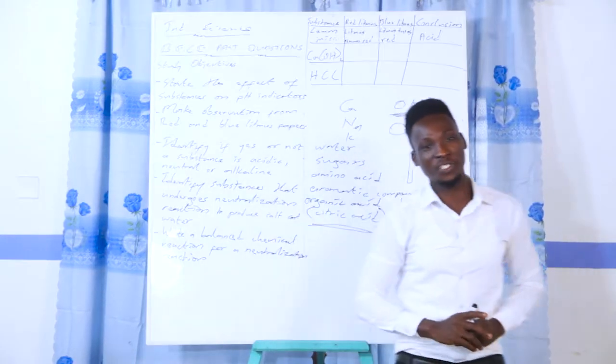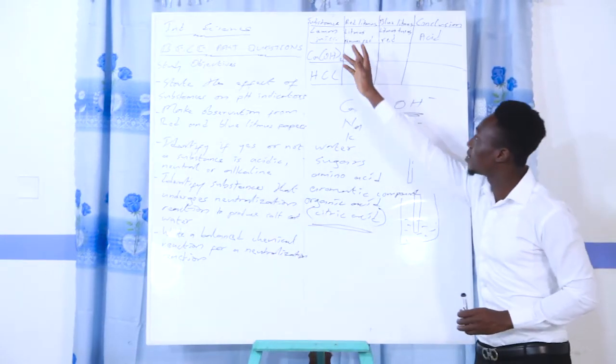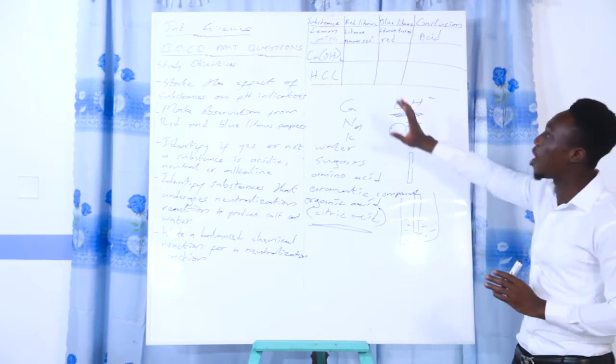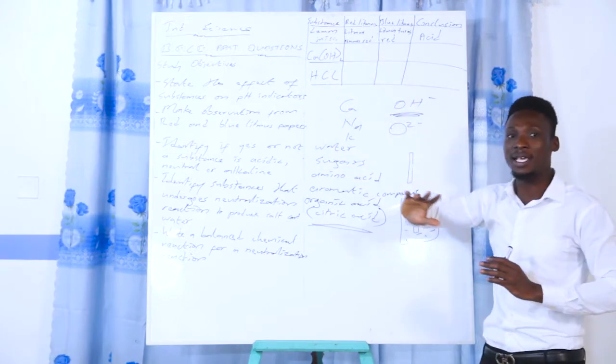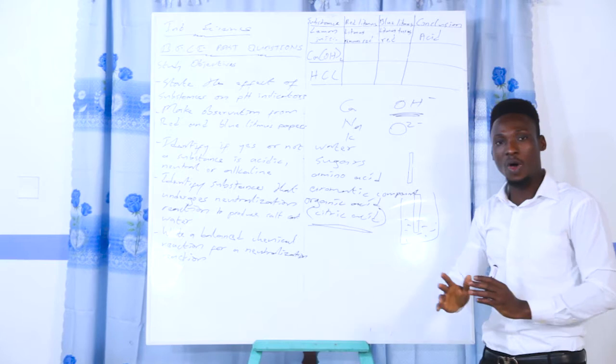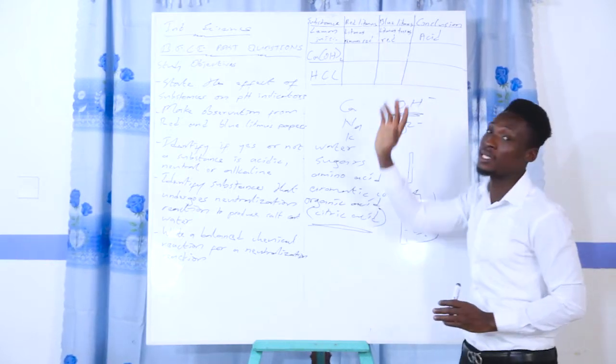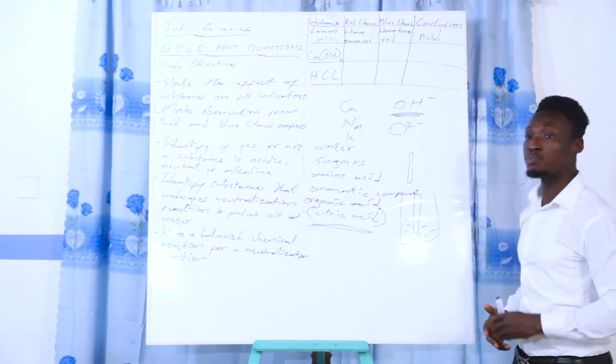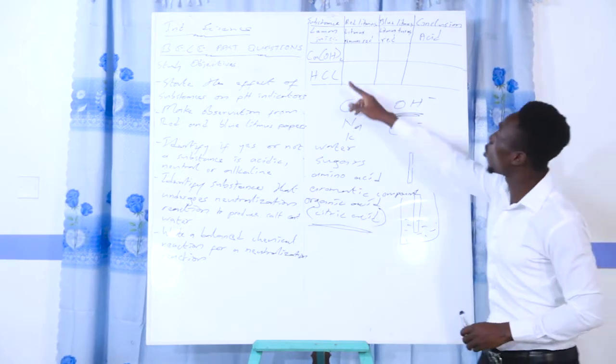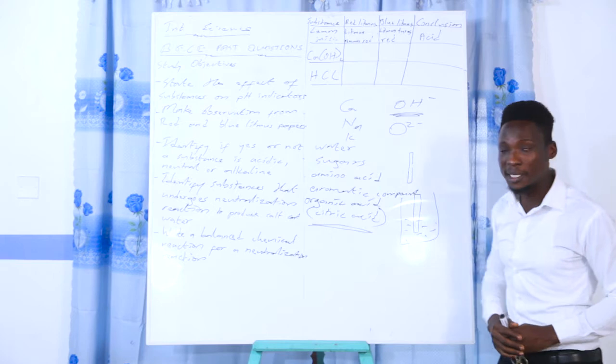So make sure you don't miss the next video, so that you get to understand certain things about how to identify a substance, as in whether it is a base, an acid, or a neutral. Then you'll be able to correctly fill up the spaces that you may be provided with. So what I have here is a base.